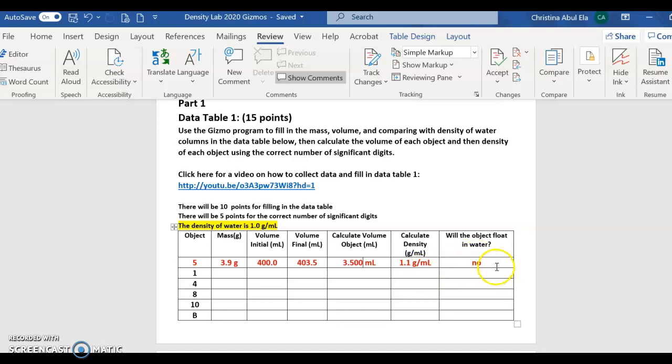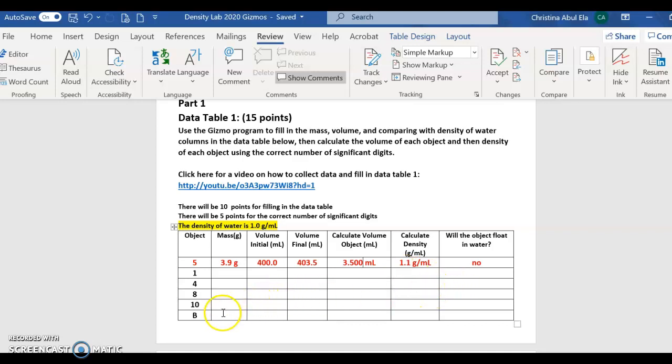And then finally, we saw that the object sunk in the water. So will the object float? No. I know that because I tried it out. But also you could take a look at the densities. I put the density of water here for us, which is 1 gram per milliliter. And obviously our density we've calculated is greater than 1 gram per milliliter. So it should sink, and it did.